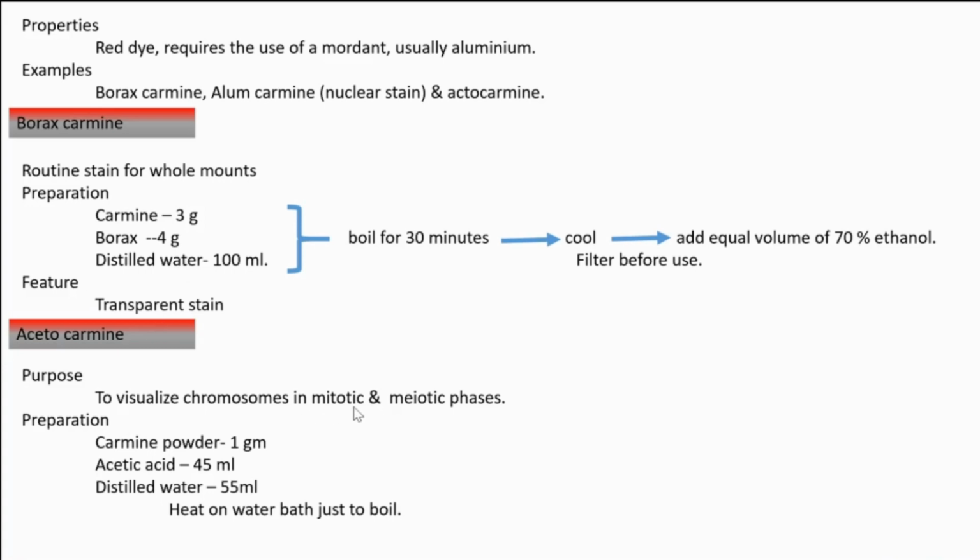Mitosis is mainly for growth, meiosis for reproduction. Then how is this acetocarmine prepared? That preparation is carmine powder 1 gram, acetic acid 45 ml, distilled water 55 ml. This is all mixed together and heated on a water bath just to boil.